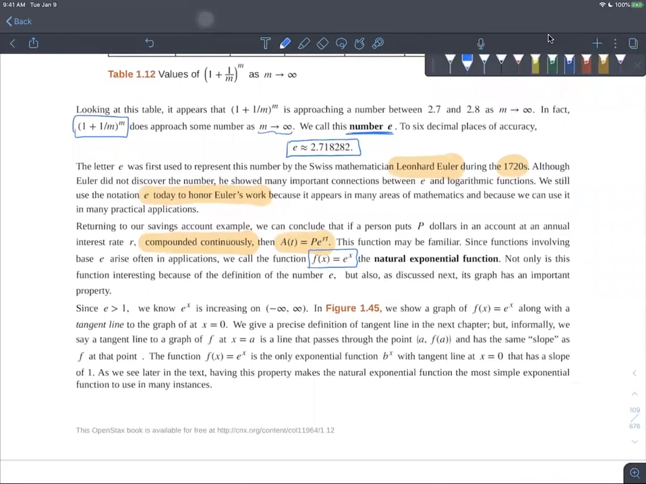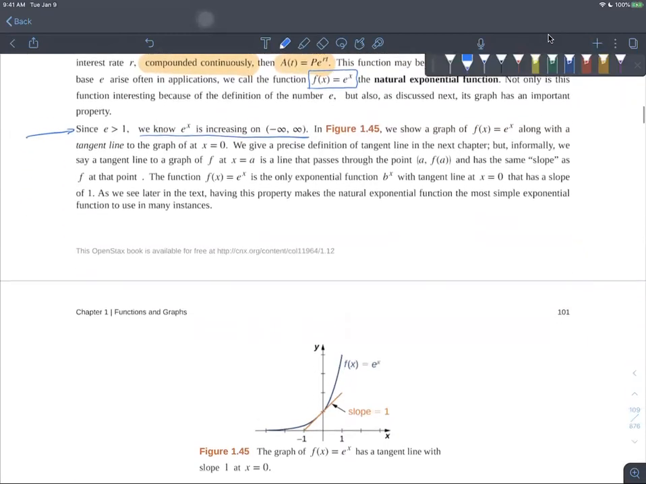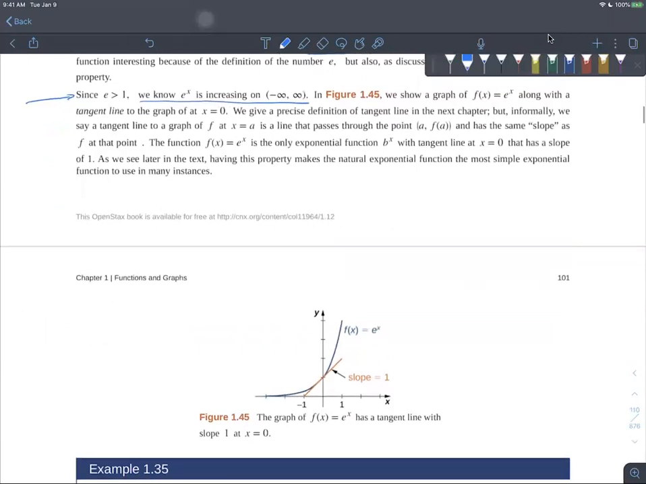Okay, and so what is this property? Since e is greater than 1, we know that e^x is increasing on the interval from negative infinity to positive infinity. In figure 1.45, we show a graph of f(x) = e^x, along with a tangent line to the graph at x = 0.